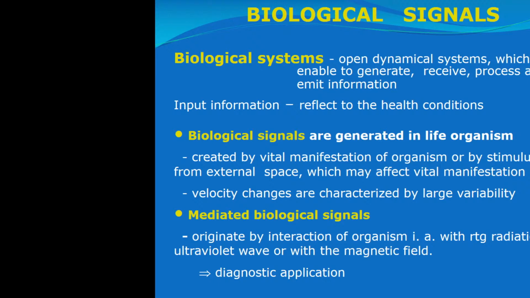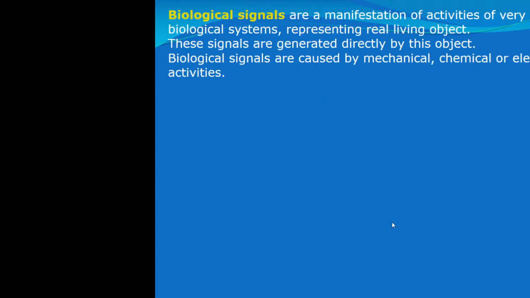We use different types of biological signals in diagnostic applications, in diagnostics. Biological signals are a manifestation of activities of very complex biological systems representing real living objects. These signals are generated directly by this object. Biological signals are caused by mechanical, chemical, or electrical activities.